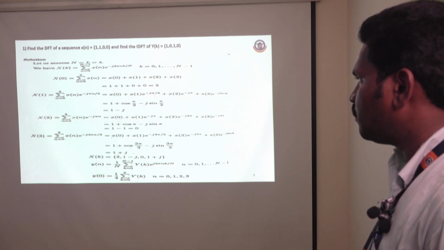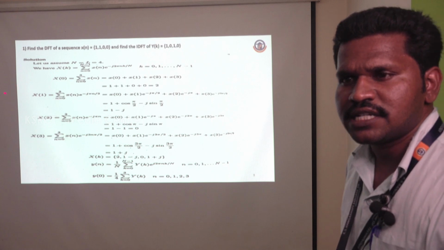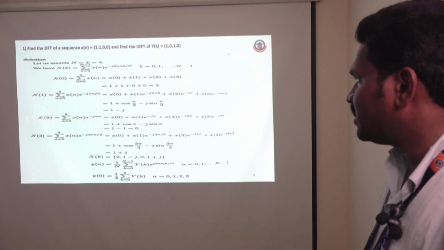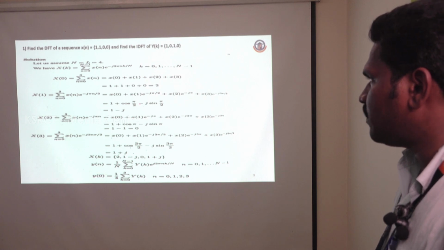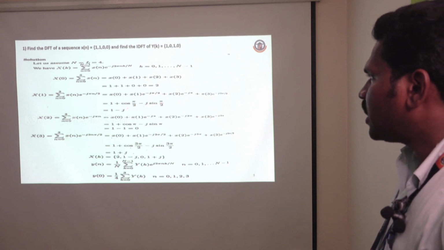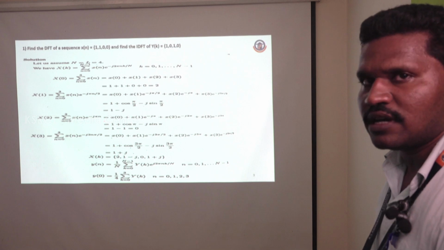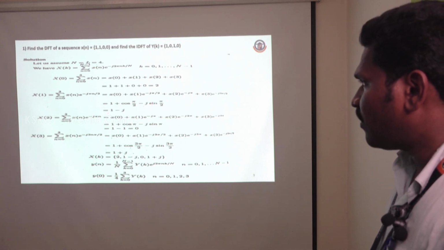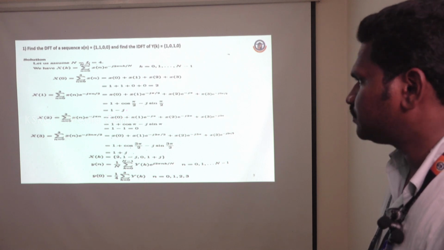the e power minus j pi by 2, that is e power minus j theta is equal to cos theta minus j sin theta. Therefore here theta value is pi by 2, therefore cos of pi by 2 minus j sin pi by 2. So as we know that cos of pi by 2, cos 90 is 0, sin 90 is 1, therefore minus j into 1, therefore the resultant value is 1 minus j.